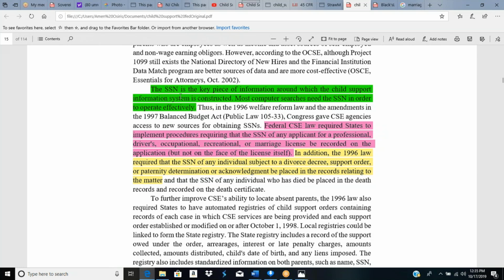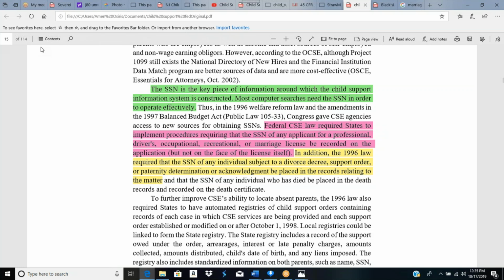Now, thus in 1996, the Welfare Reform Law and the amendments in the 1997 Balanced Budget Act, Public Law 105-33. Read it, gentlemen, you'll find out some good stuff in there. Congress gave child support enforcement agencies access to new sources for obtaining Social Security numbers. The reason they did this is because child support cannot work without a Social Security number. All computer searches. Child support is a matching program. If they don't have a Social Security number to match with that program, they cannot effectuate a case.